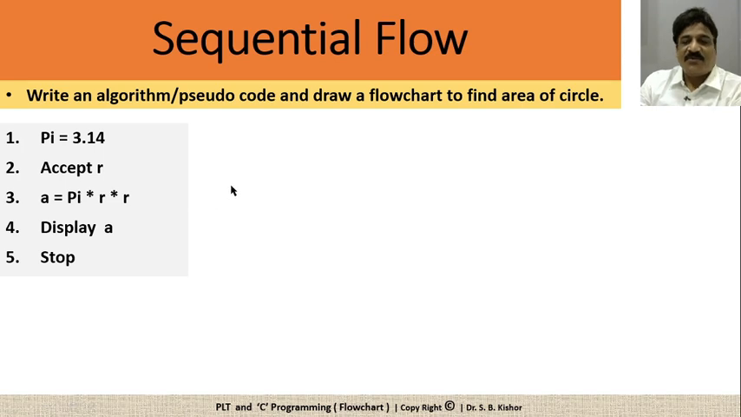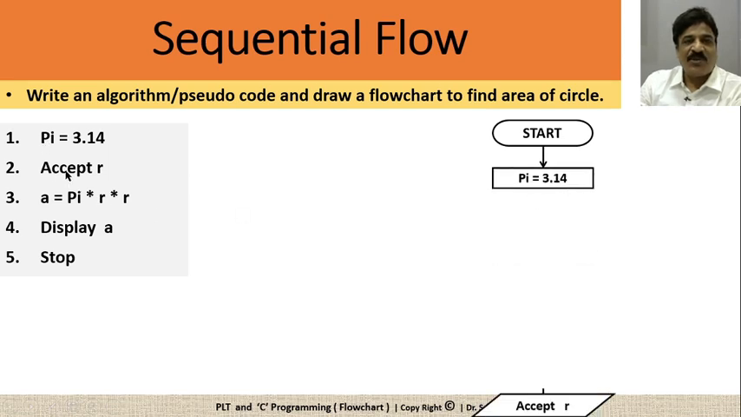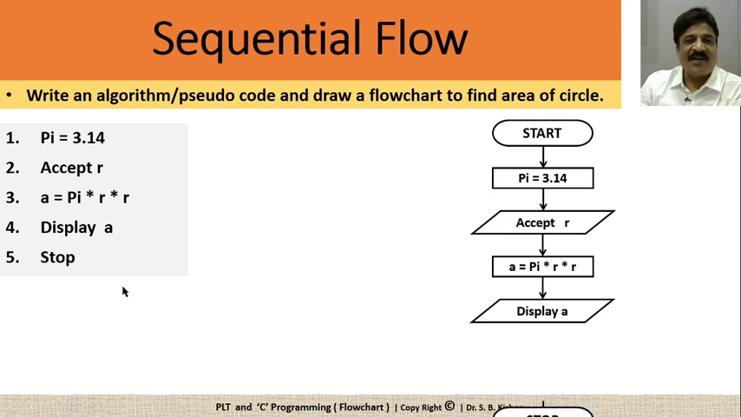Now let's start by drawing certain flowcharts. Assume that we want to find the area of a circle, and this is the algorithm, so we need to draw the corresponding flowchart. We start with the terminal symbol start, followed by assigning a value to the variable pi. We use a rectangular shape to assign values. Then accept the values by means of a parallelogram. Then perform the calculation by means of a rectangular symbol, then display the value, again using the parallelogram symbol, and finally stop.